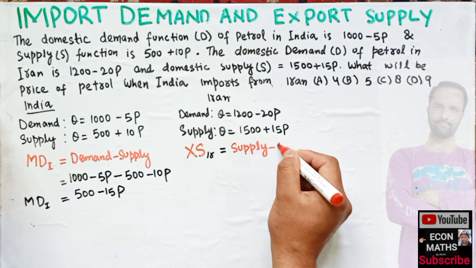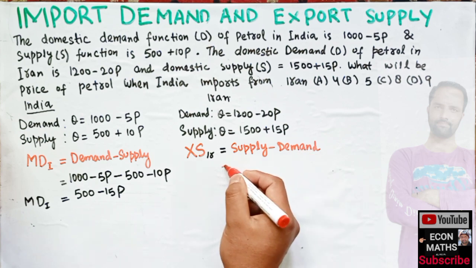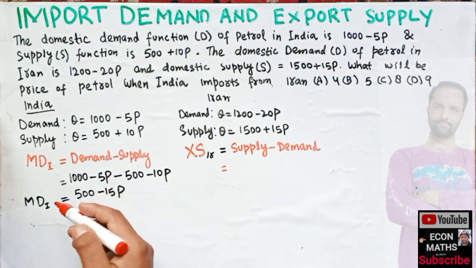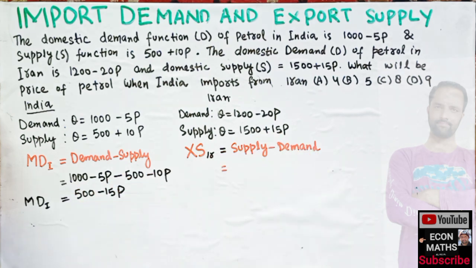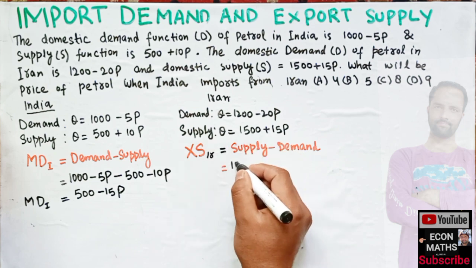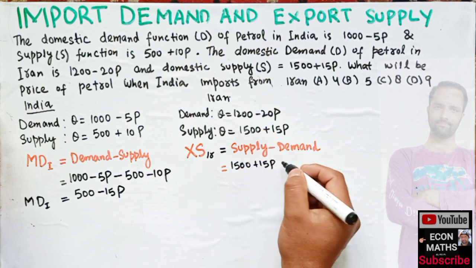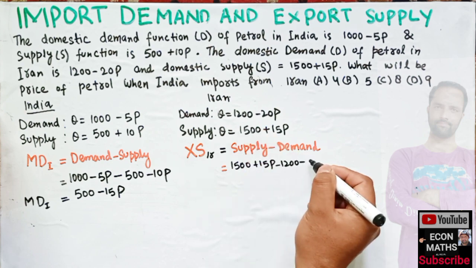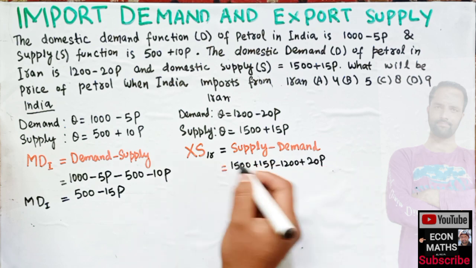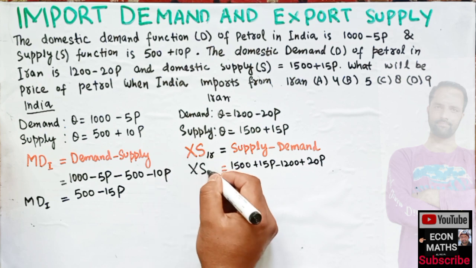That means in this case we have excess demand, and here we have excess supply. When excess demand is equal to excess supply, we will get the equilibrium price. Simple enough. So what is supply? Supply is 1500 plus 15p, then we have minus 1200 minus 20p, which becomes plus 20p. I hope you know these little things. So let me write the export schedule for Iran.